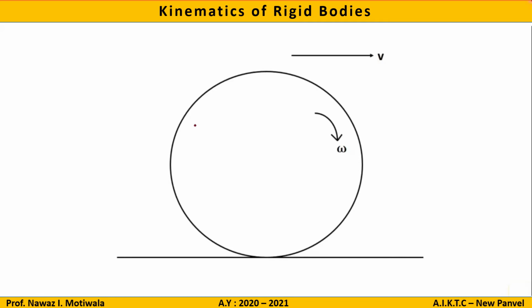Let us consider a body performing linear as well as rotational motion as shown in the diagram. Let us consider any point M on this body. Now, as this body is performing rotational as well as linear motion, this point M on the body will also perform rotational as well as linear motion. Hence, this point will have two velocities. One will be like this and the other will be tangent at that point.